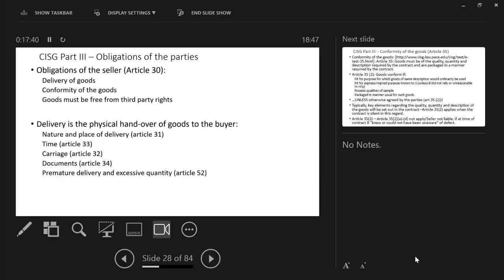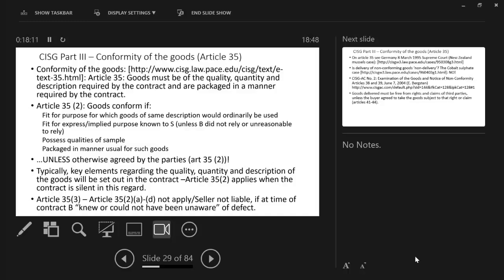And this, as we're going to see in the context of delivery, the documents are very important and relate directly to different contracting systems which apply to different forms of carriage. Carriage of goods by sea is very different from air, for instance, as we're going to see. And aspects around premature delivery, which is usually okay, and excessive quantity.